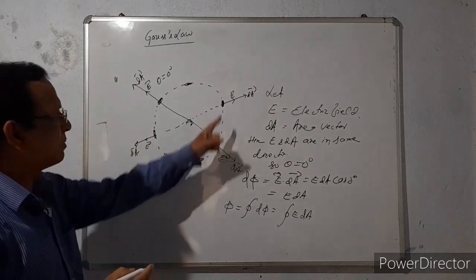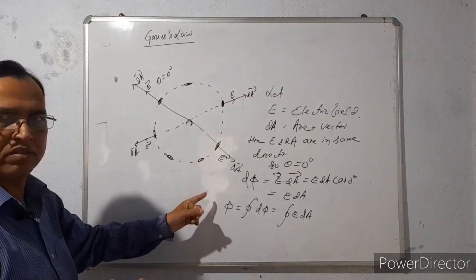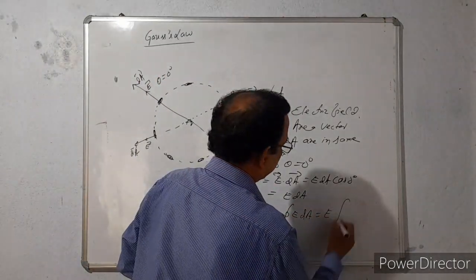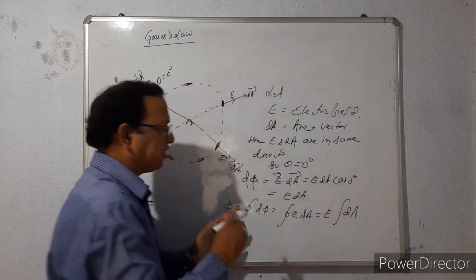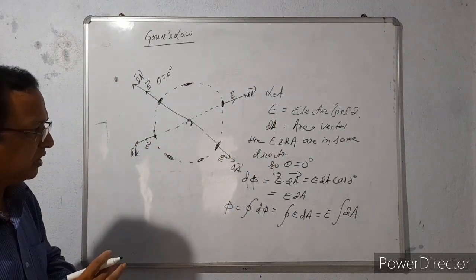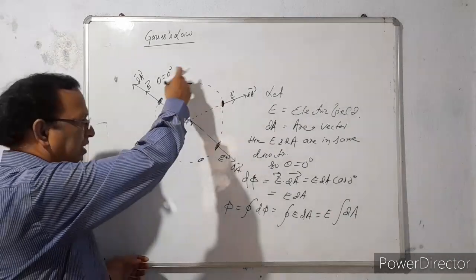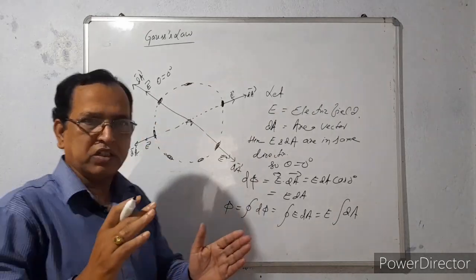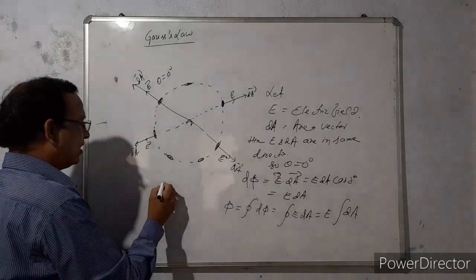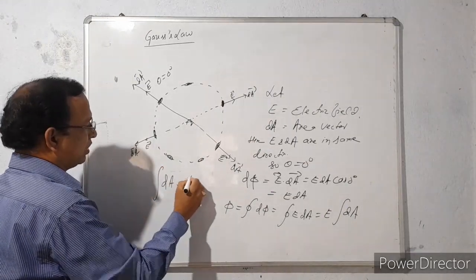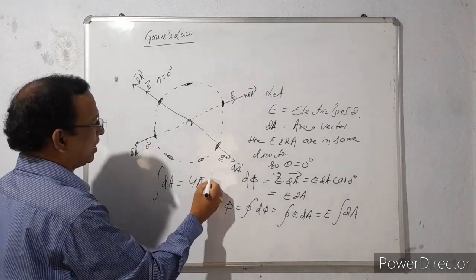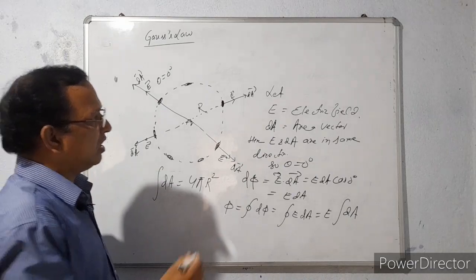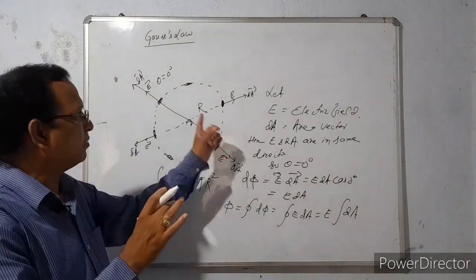Here E always remains constant at every position. This is a closed surface, a sphere. So E comes outside the integral, leaving the integration of dA. Now we can find the integration of dA. It is the total surface area of the sphere. The surface area of the sphere is 4 pi r square, where r is the radius of the sphere.